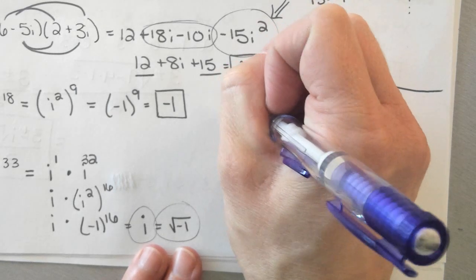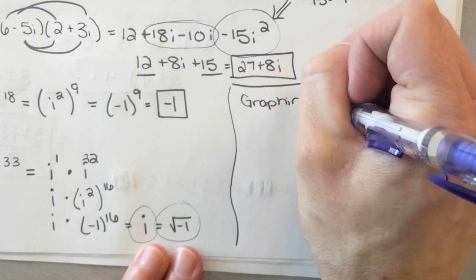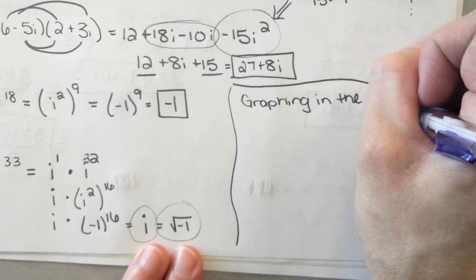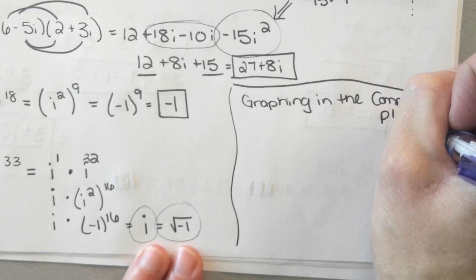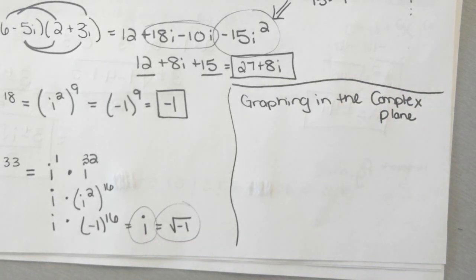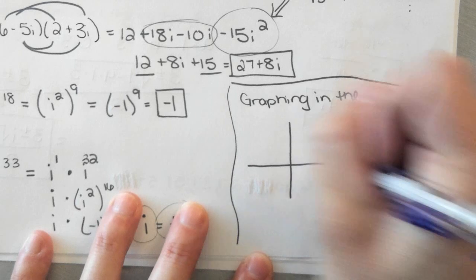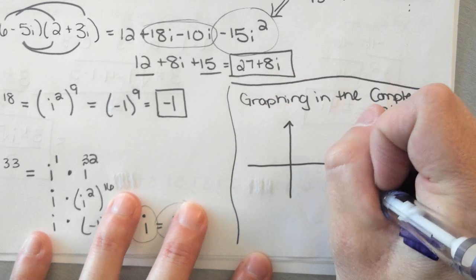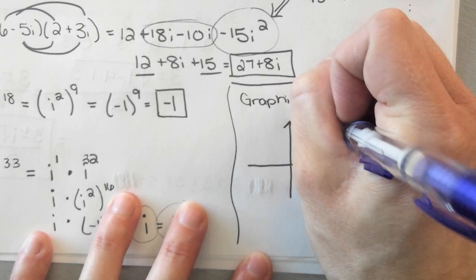I just want to talk quickly about how to graph in the complex plane. So typically we graph in the Cartesian coordinate system, which is like looking at your x's and y's over the set of reals. But there's also a complex plane that you can graph in as well. It looks like a normal graph. This is your real axis, and then this is your imaginary axis.